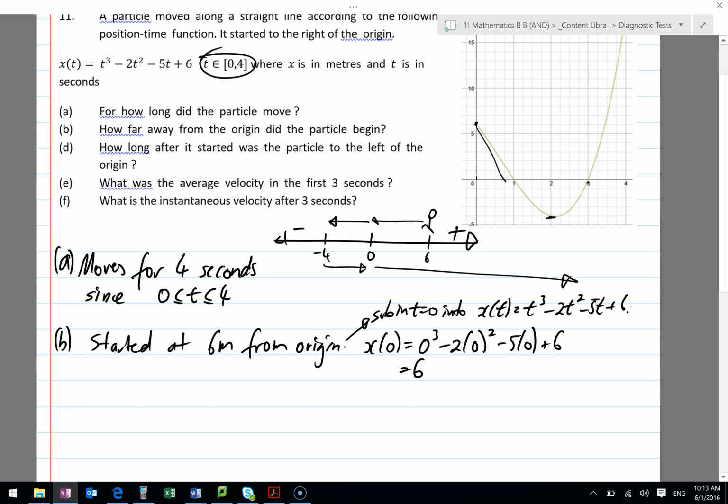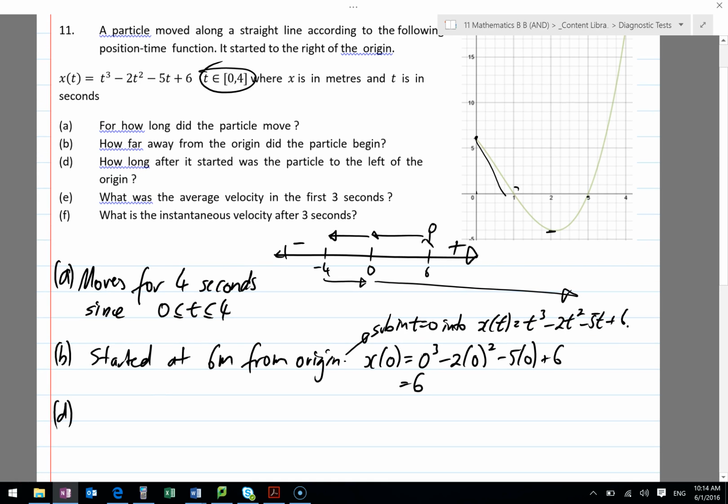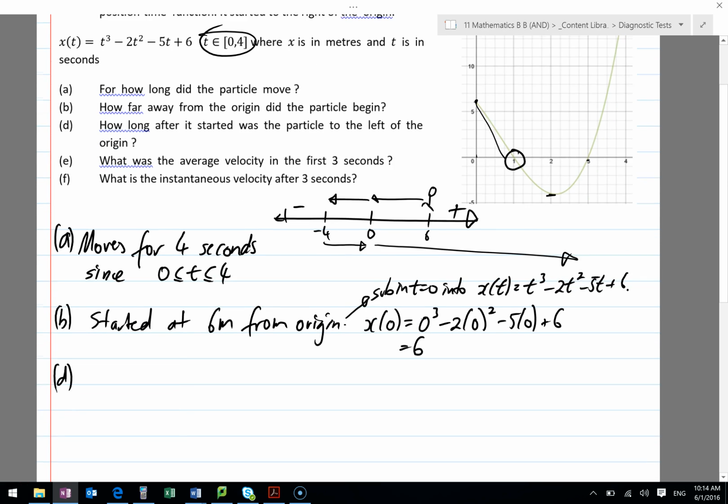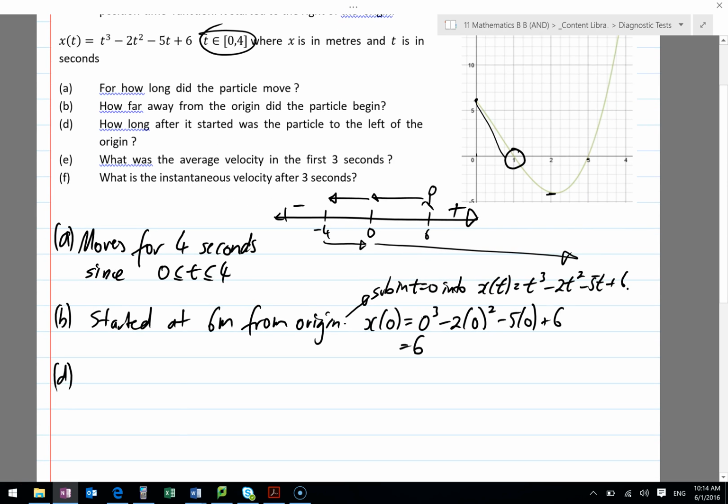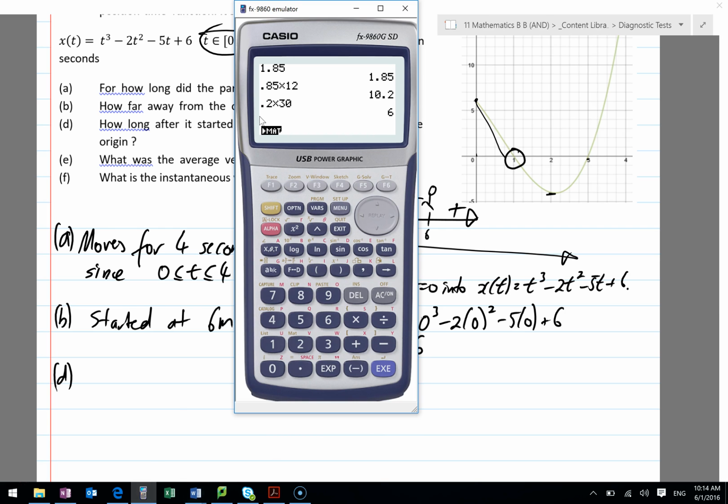That's part B done. Part D, okay, skip C, that's strategic. How long after it started was the particle to the left of the origin? So that's looking at when does it cross over? When does it actually move to the other edge? I could find this on my calculator. If I graphed it, I could find the intersection point exactly.